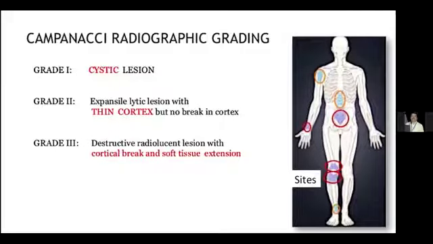So when you're so smart, you would be asked, is there any radiographic grading of such a lesion? And yes, there is the Campanacci grading. It grades into grade 1, 2, and 3. Grade 1 is a cystic lesion. Grade 2 is an expansile lesion with a thin cortex but no break in the cortex. And grade 3 is a destructive radiolucent lesion with cortex break and soft tissue extension. Is there a relevance of this grading? Yes, it tells you about the biological behavior and it leads you towards the treatment protocols.